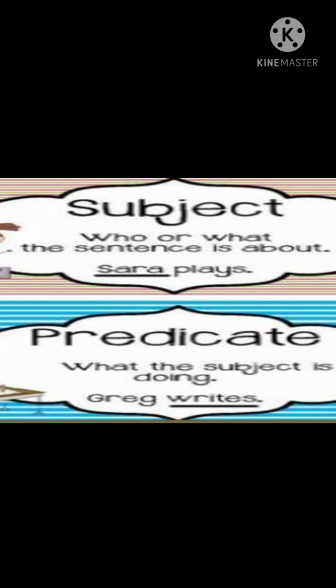If you see the example here, Sarah plays. Who plays here? Sarah plays. So Sarah is the subject here. Next, what is predicate? What the subject is doing. What the doer of the action is doing. Like if I take Greg writes, here what is Greg doing? He writes. So writes is a predicate.